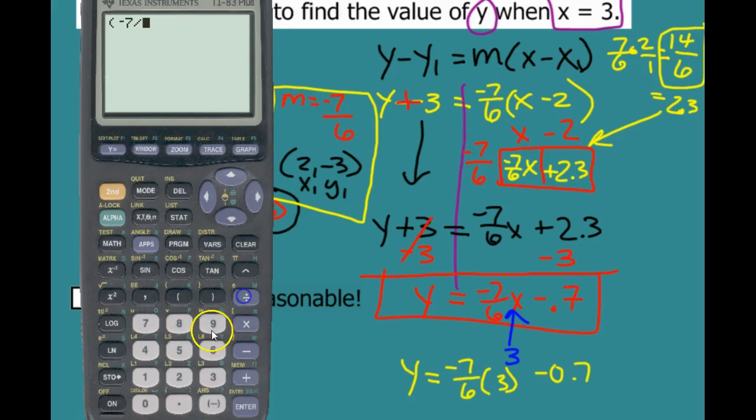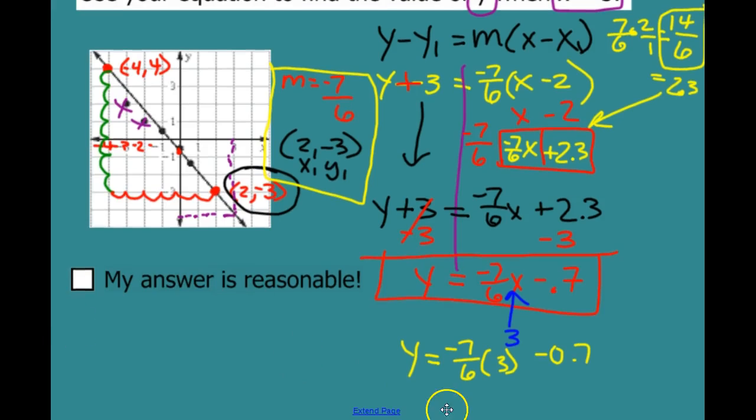So we have, in parentheses, -7 divided by 6 times 3. And then we need to subtract 0.7, which is negative 4.2. Well, does that make sense? Here's negative 1, negative 2, negative 3, negative 4. Based on what we said here, if we follow 3 down, yeah, I'm a little bit more than 4, maybe 4.2. So yes, my answer is reasonable. It makes sense.